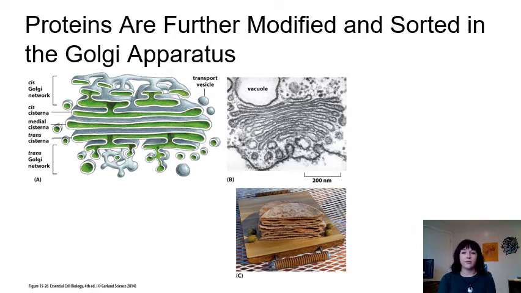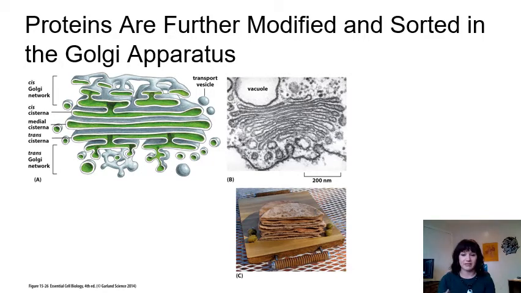Now, after proteins leave the endoplasmic reticulum, if they've passed all those checks, the next place that they go is the Golgi apparatus. Now, the Golgi apparatus, some people have said looks kind of like a stack of pitas, which I would agree. And every time I show this slide, it makes me hungry for Greek food. But the important thing I want you to note, first of all, is that a protein that is going to be secreted starts in the ER, then it goes to the Golgi.